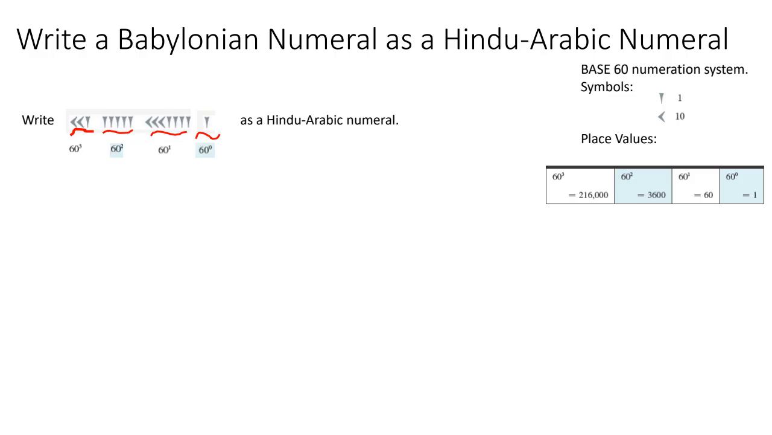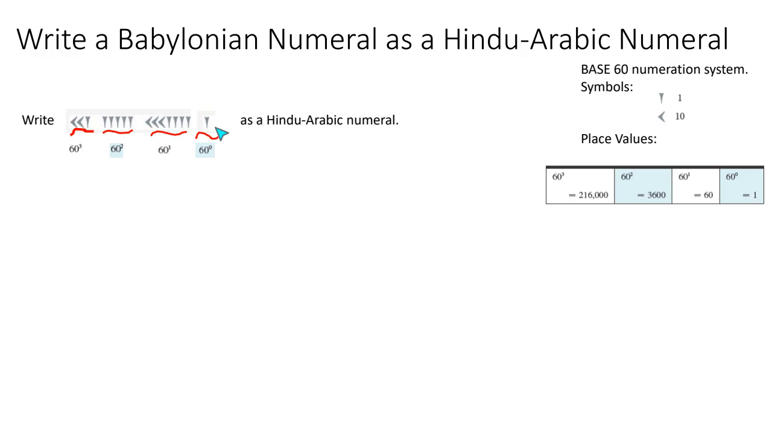And so now I'm going to go ahead and write the place values. So this first group is under the 60 to the 0 power. The second one is under 60 to the first power. Then we have 60 squared and 60 cubed.